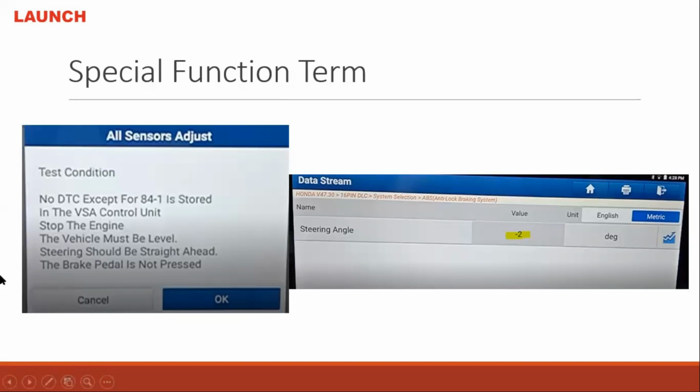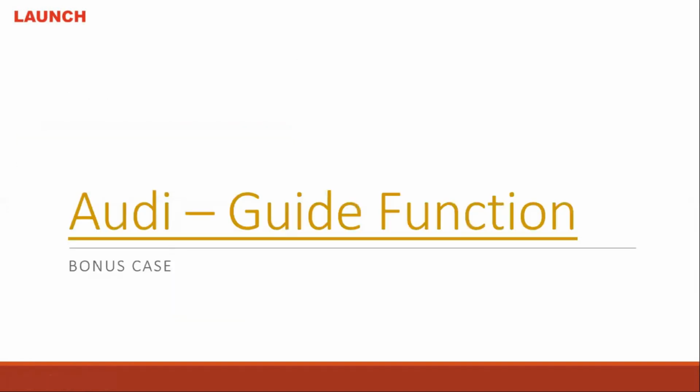The steering should be straight ahead. It's okay if you are around -2; the tolerance is 5. So in this function, the most important thing is that the vehicle must be level on a flat road. This is the last one, the Audi guide function, so I will show this guide function for you by video.